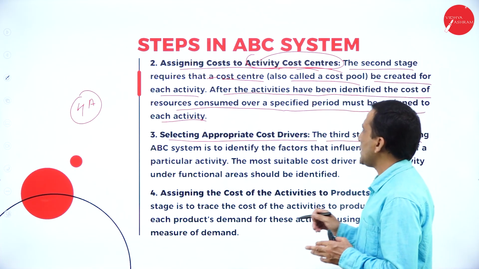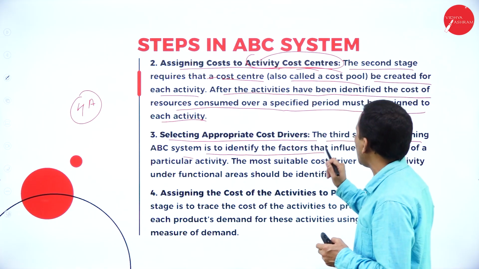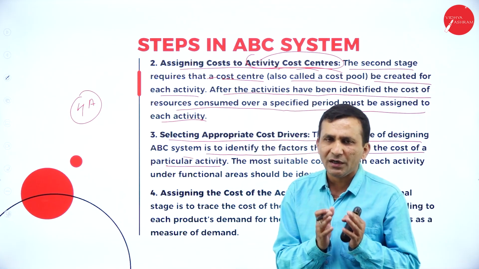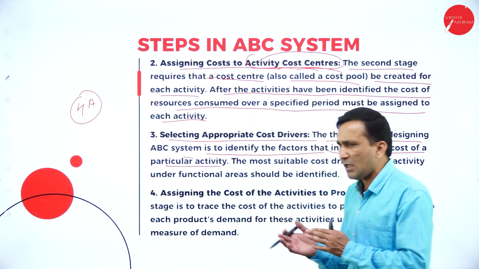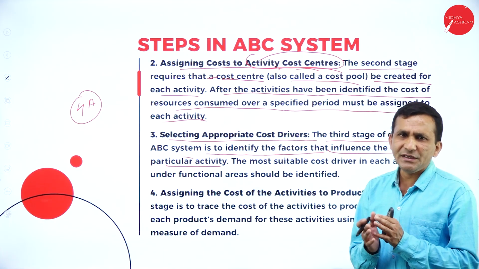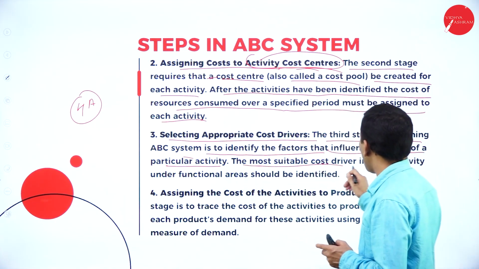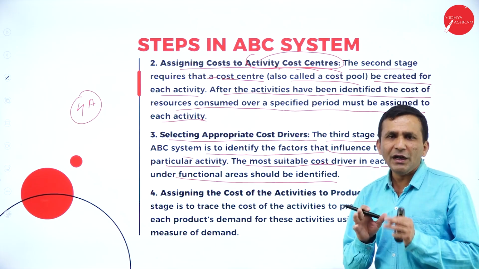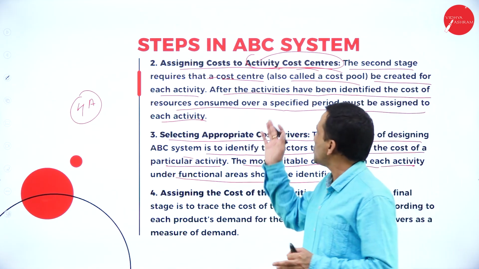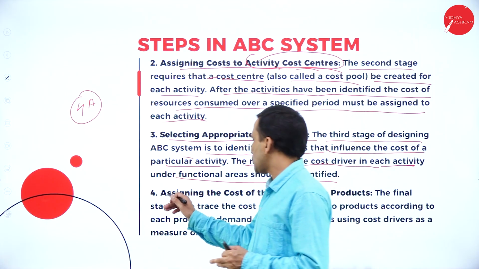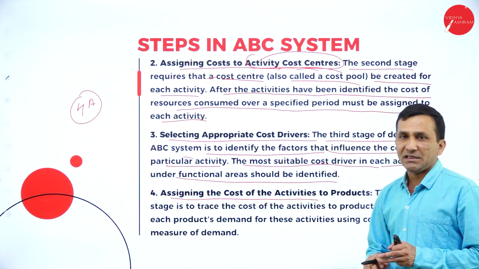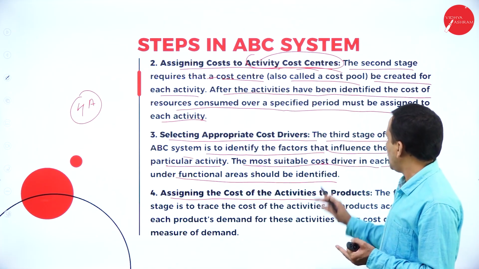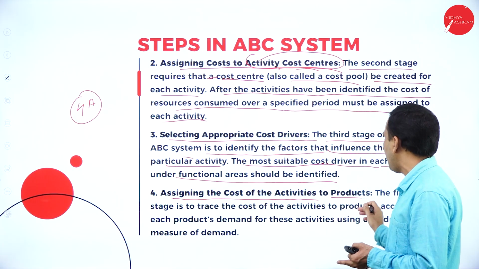The third stage of designing an ABC system is to identify the factors that influence the cost of a particular product. The cost of the product is quite similar, but the charges of activities are something different. So the most suitable cost driver for each activity under a function area should be identified. We need to identify the function area based on the cost driver adopted. Next, assigning the cost of the activity. We need to assign the cost of the activity, which is the same as the cost center that is applied to the product now.